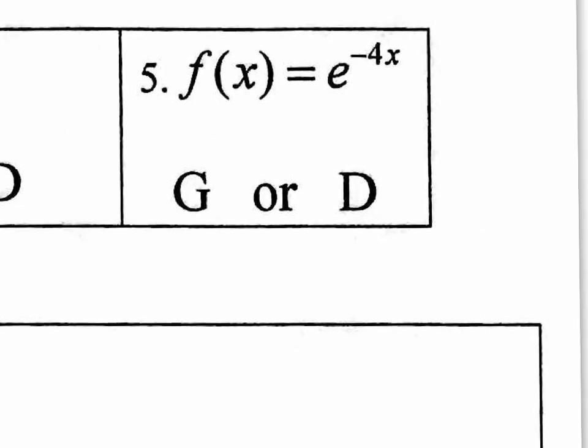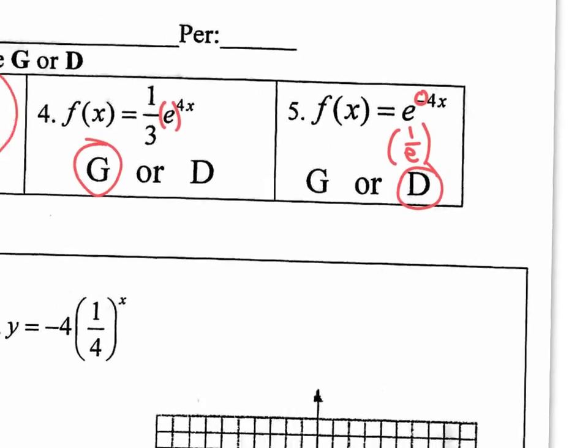Now this one right here, same thing, the negative sign means that you're going to have to flip the e and make it 1 over e. So that's really 1 over 2.72, which means that it's a decay function because the base is less than 1.